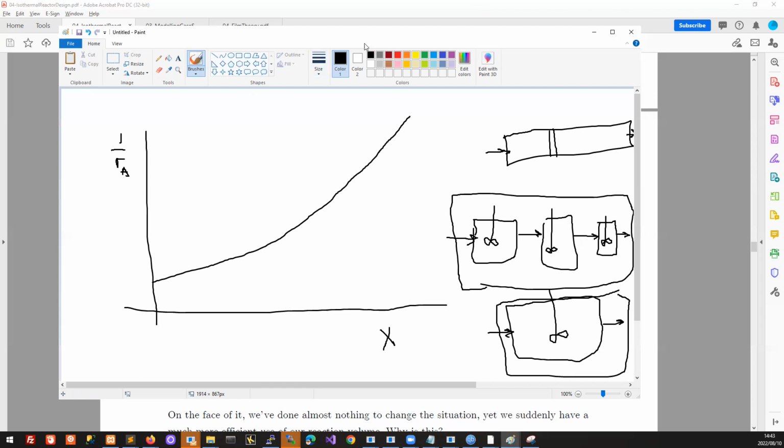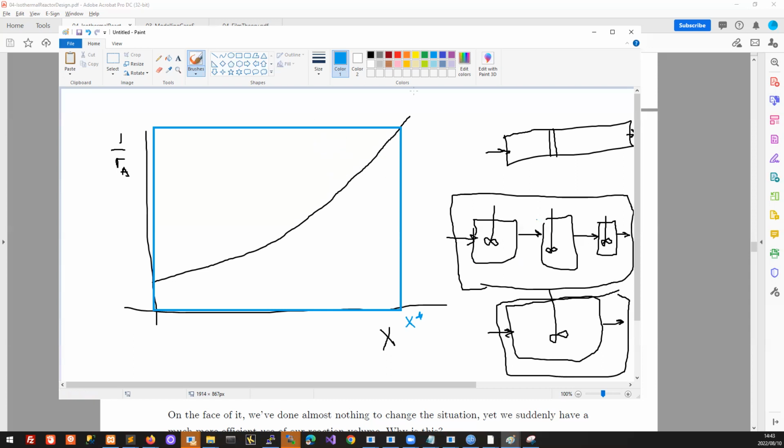A way we could look at it is to use little blocks here. If we do the one big reactor and we want to achieve this conversion, X star, then with one big CSTR, that's what we'll need. The volume that we need is proportional to this.